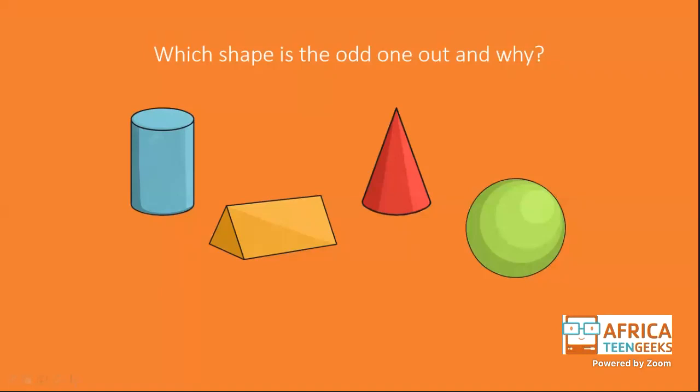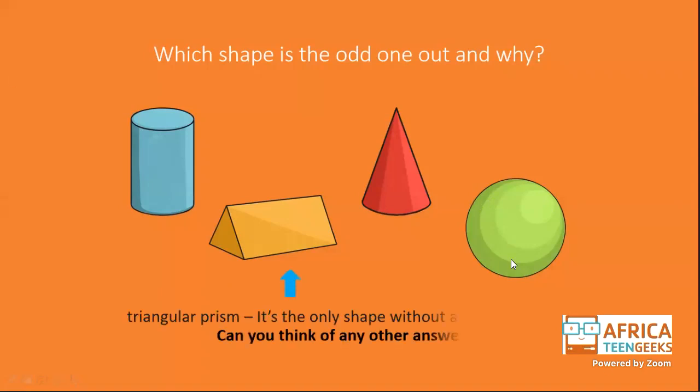Right, so let's see what my answer is. But remember, you can have a different answer. This PowerPoint is really slow today. So the triangular prism, it's the only shape without a curved surface. So quickly look at all these. You'll see the sphere has a curved surface, the cone has a curved surface, and the cylinder has a curved surface. So if I'm looking at curved and flat surfaces, I will say the triangular prism does not belong.